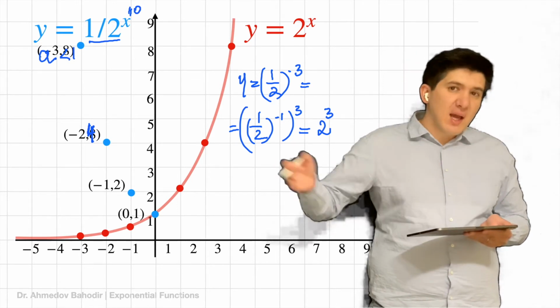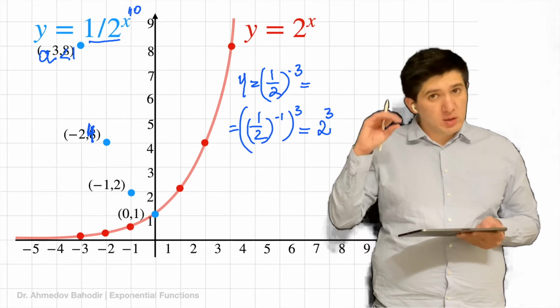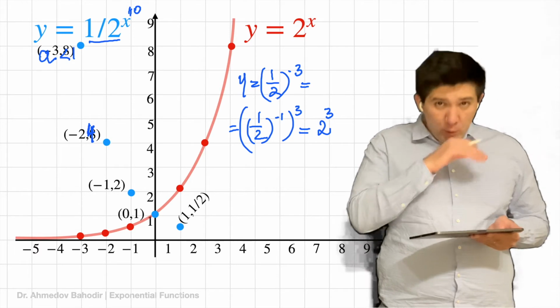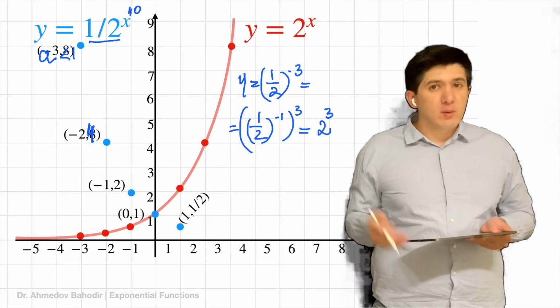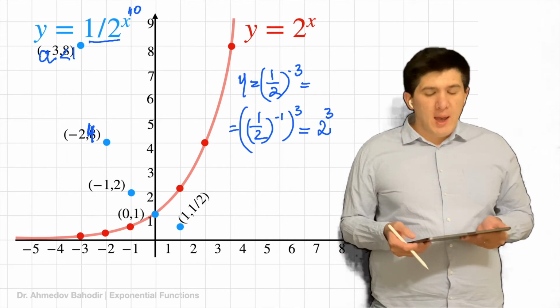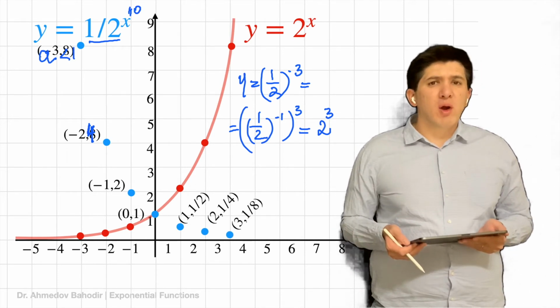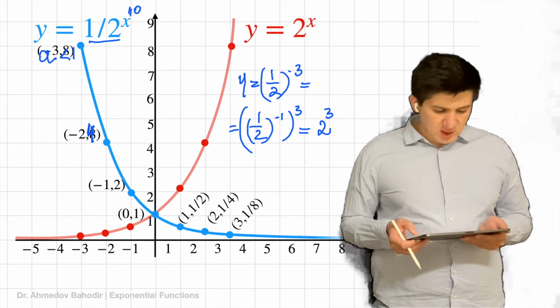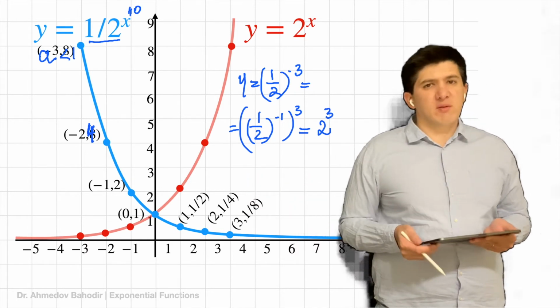Then as x goes further to the right, the values of y are going to decrease. For example, when x is equal to 1, the value of y is going to be (1/2) to the power of 1, which is just 1/2. When x is equal to 2, y is equal to 1/4, then 1/8, 1/16, and so on. If I continue and connect all of these points, I will get this kind of graph.